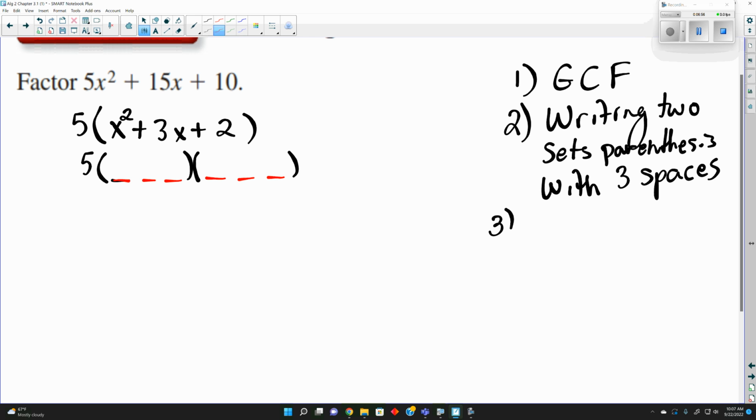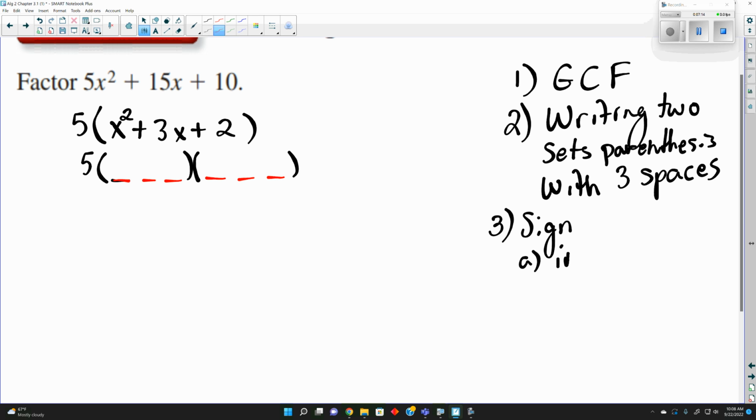Now the third step that I look at, especially with factoring, is the sign. There's going to be two signs, because each one of these parentheses will have a sign in the middle for that middle term. And we need to figure out what they are.